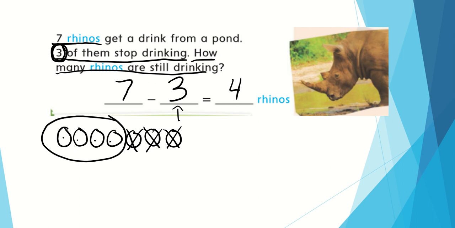So my answer is 4. So 7 minus 3 equals 4. If I were doing that in the vertical way, I would show it like this. 7 minus 3 equals 4. Now remember, this little line right here means equals. Good job. Let's move on to the next one.